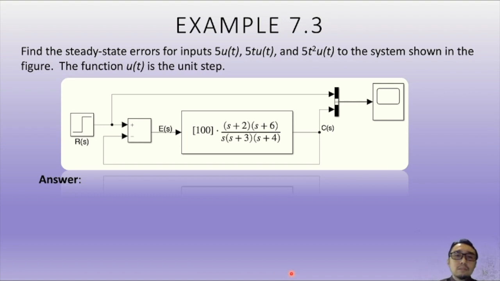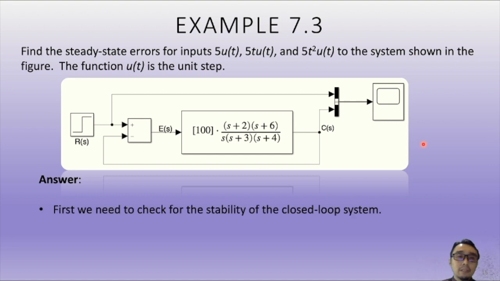as an example, assuming you have this system with 100 and s plus 2s, so you have 2 zeros and 3 poles here. Find the steady state error for the inputs 5u(t), that's the unit step, and then the ramp, and then the parabolic, for the system shown here. So first we need to check the stability of the closed loop system. You need to use the knowledge that you have learned before when you learned Routh-Hurwitz, because you cannot just directly use the poles and zeros here; you need to obtain the closed loop system first and then find the poles.